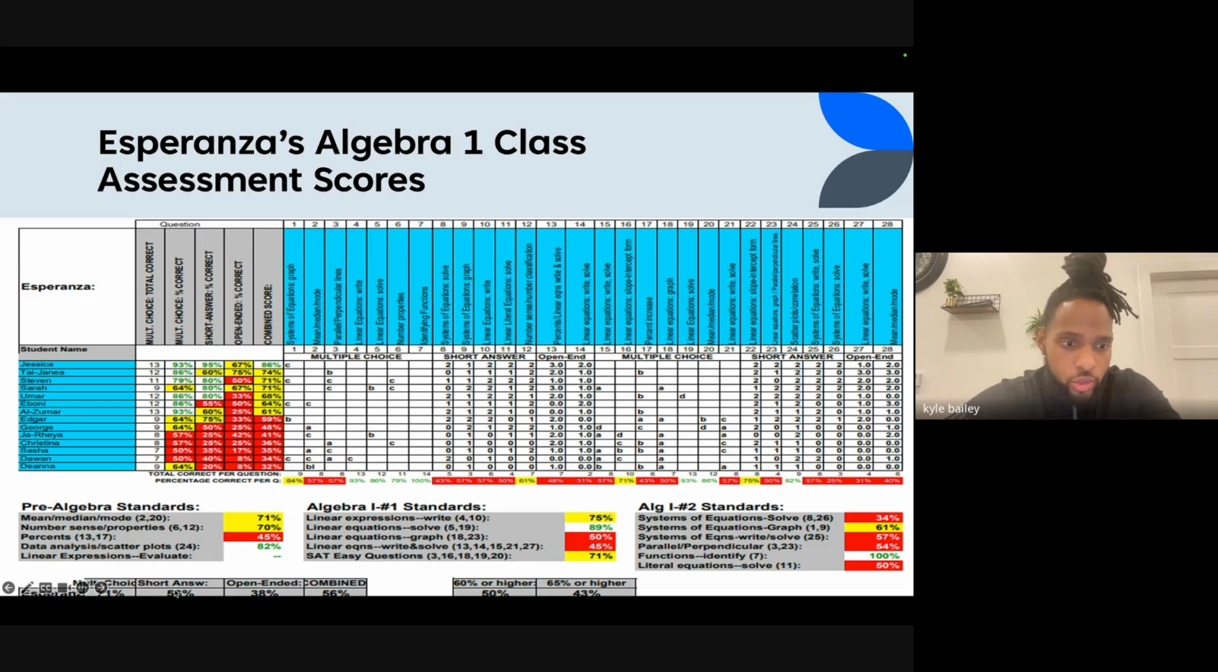Short answers was 56%. Open-ended was 38%. Combined, we had 56%. And then those who had 60% or higher, or 65% or higher.